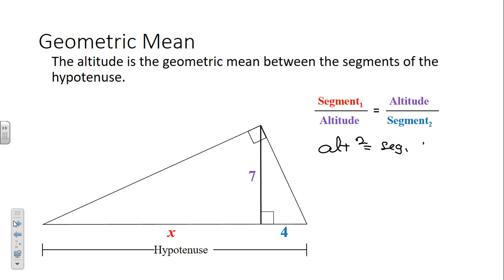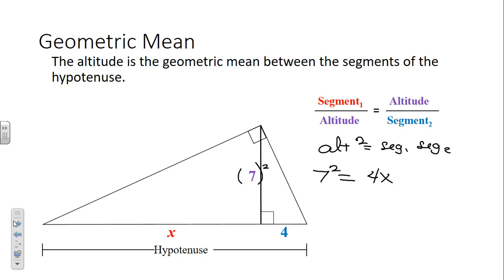Seven squared. Wait, where? On the back side, the second example. So we do 7 squared. Did we just do the first one? And I didn't even write it down. 4 times x.